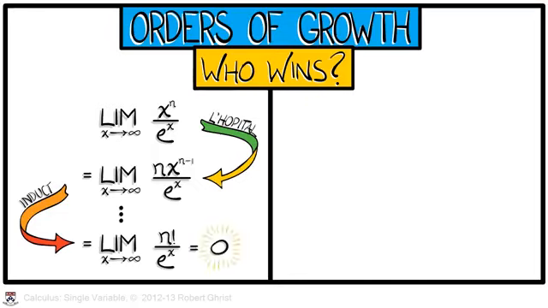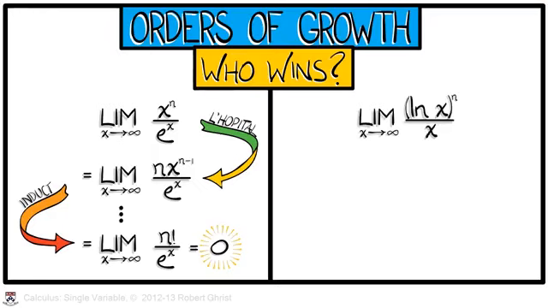What is this limit? It's 0. And what does that mean? It means that the exponential function grows faster than any monomial, and indeed than any polynomial function.